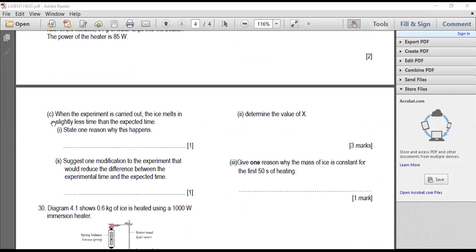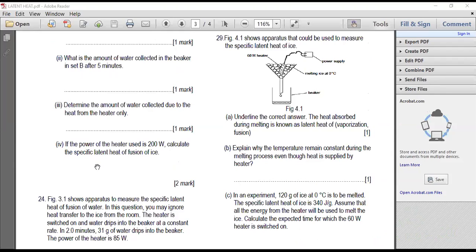Now, when the experiment is carried out, the ice melts in a lesser time than the expected time. So state one reason and then suggest a modification, right? So why did the ice melt in much lesser time? Okay, you see here. Now let's say this is your filter funnel. I make it slightly bigger so that you can see what's going on. So this is your beaker. So you put the heater here. Okay, so you have the ice here.